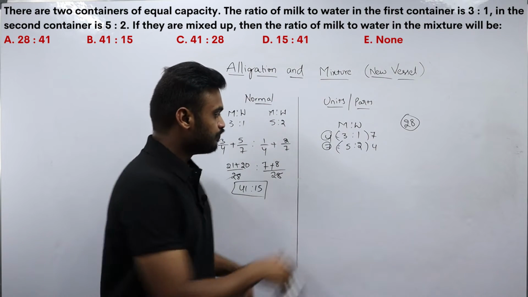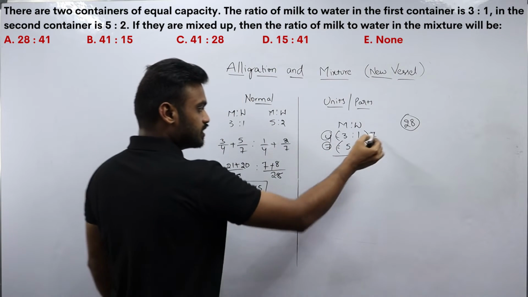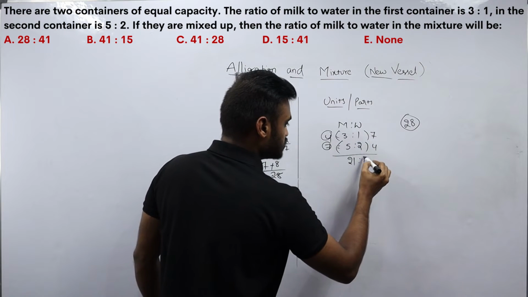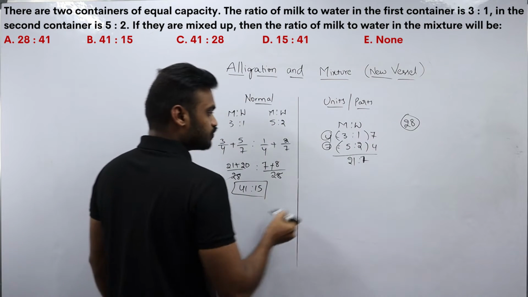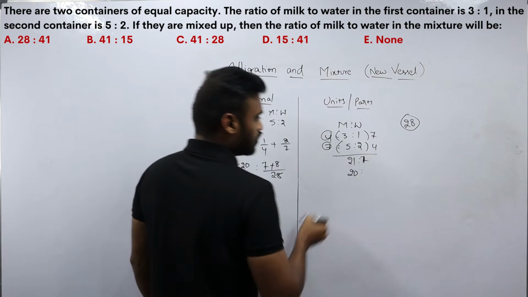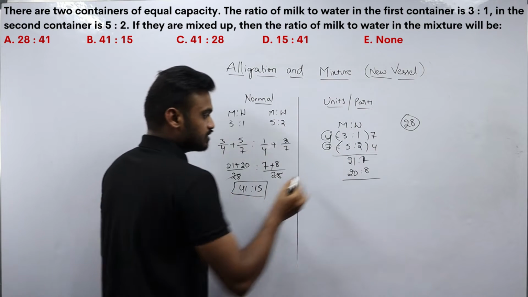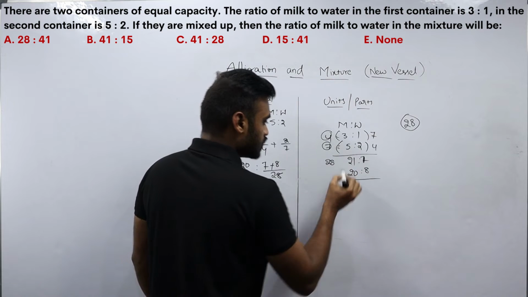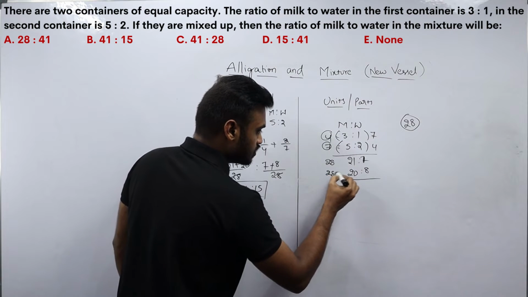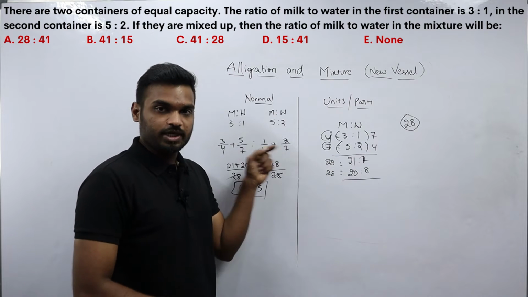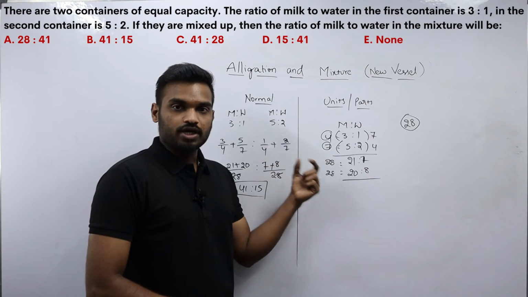Now I will get the resultant ratio 21:7, that is 7 into 3 is 21 and 7 into 1 is 7. Now 4 into 5 is 20 and 4 into 2 is 8. So I will get 21 plus 7, that is 28, and 20 plus 8, that is 28. So the total number of parts in the resultant quantities is the same. Now we can directly add the ratios.